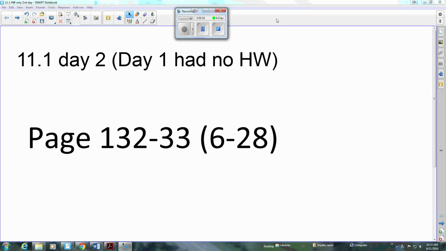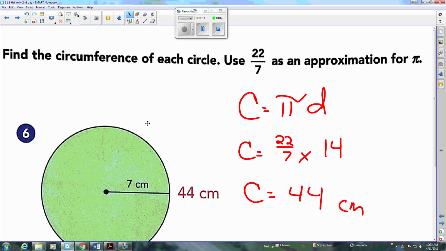Okay, this is 11.1, the second day because we didn't have homework on the first day, but it's page 132 through 133, questions 6 through 28. Find the circumference of each circle. Use 22/7 as the approximation for pi.